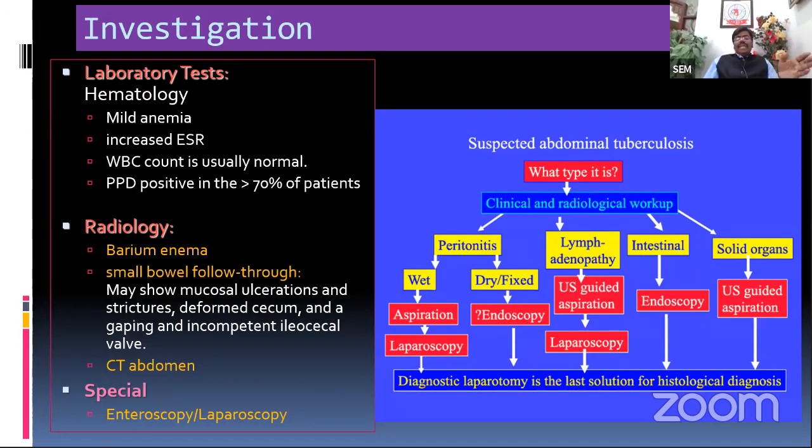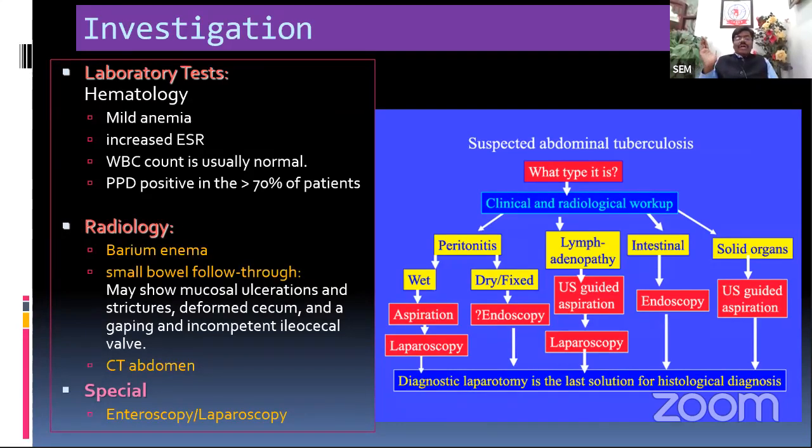But anything above 10 millimeter in diameter in a Mantoux test, take it as positive. But the positivity of Mantoux doesn't indicate it is a tuberculous abdomen. It is a corroborative evidence. And there are also occasions where I have seen people with a TB abdomen with a negative Mantoux test. So this is not a very specific or sensitive test, so we don't rely on that anymore, as simple as that.